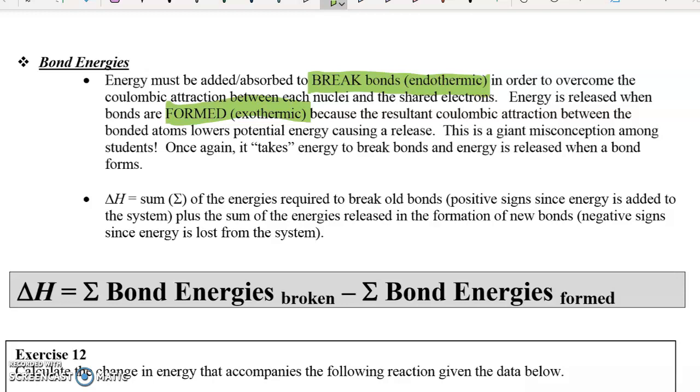When we do that, that means that if we're talking about endothermic, breaking old bonds is going to be a positive sign for our enthalpy, and the formation of new bonds is going to be a negative sign for enthalpy.